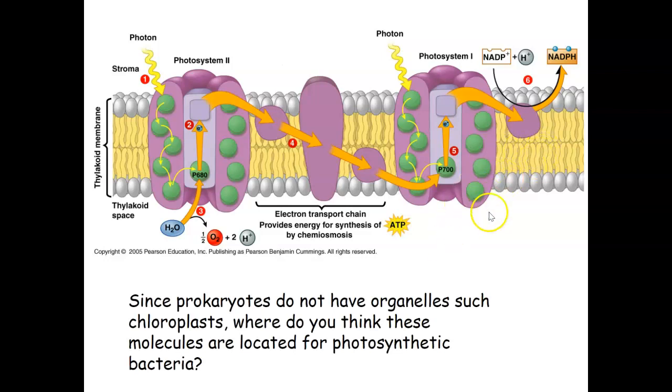So we're looking at a picture in a eukaryote because we're in the thylakoid membrane in a chloroplast. But remember, prokaryotes don't have organelles. So where would you think that these particular molecules are going to be located in photosynthetic bacteria? They would be located in their cell membranes. So they still do all the same reactions, they just don't have organelles. They have to have the molecules for both photosynthesis and cellular respiration embedded within their cell membrane.